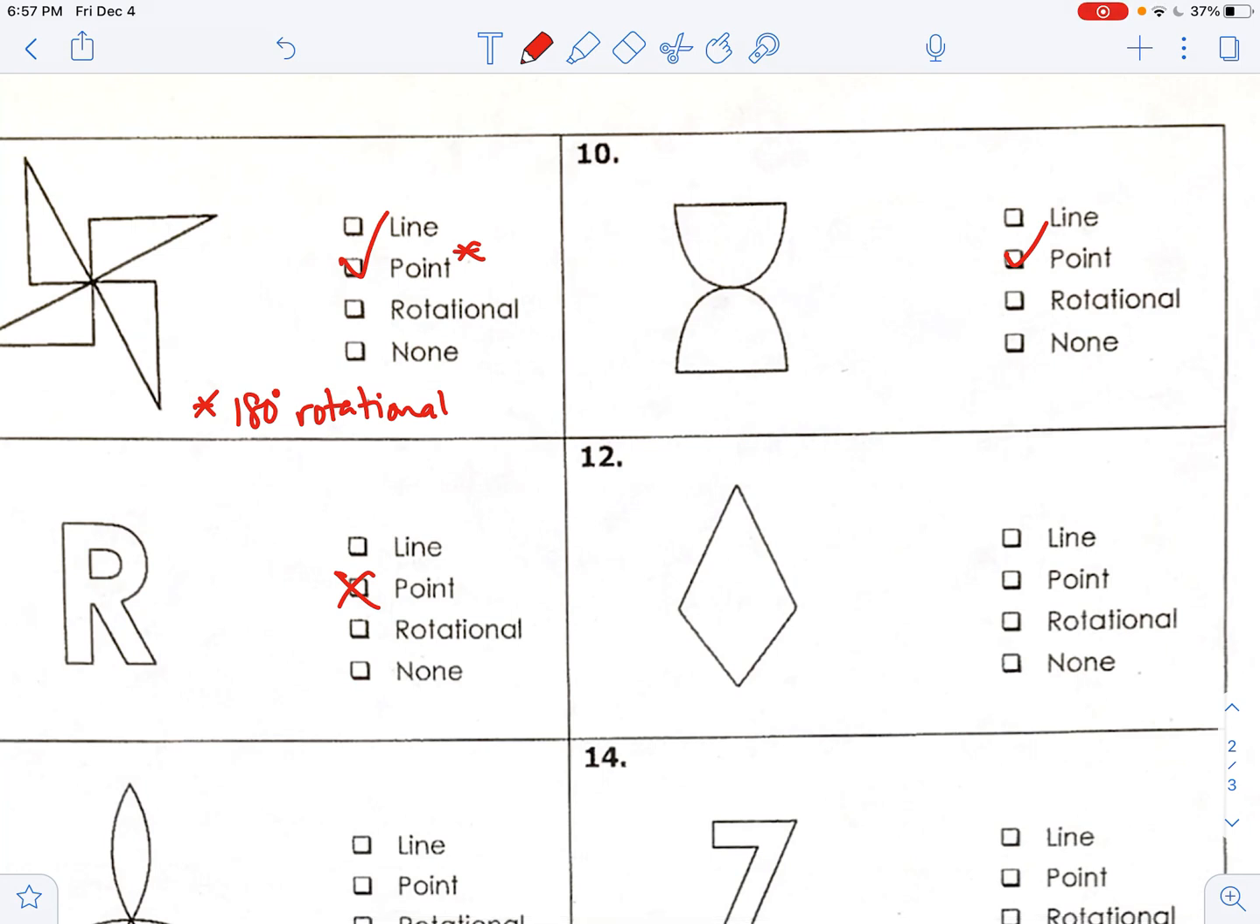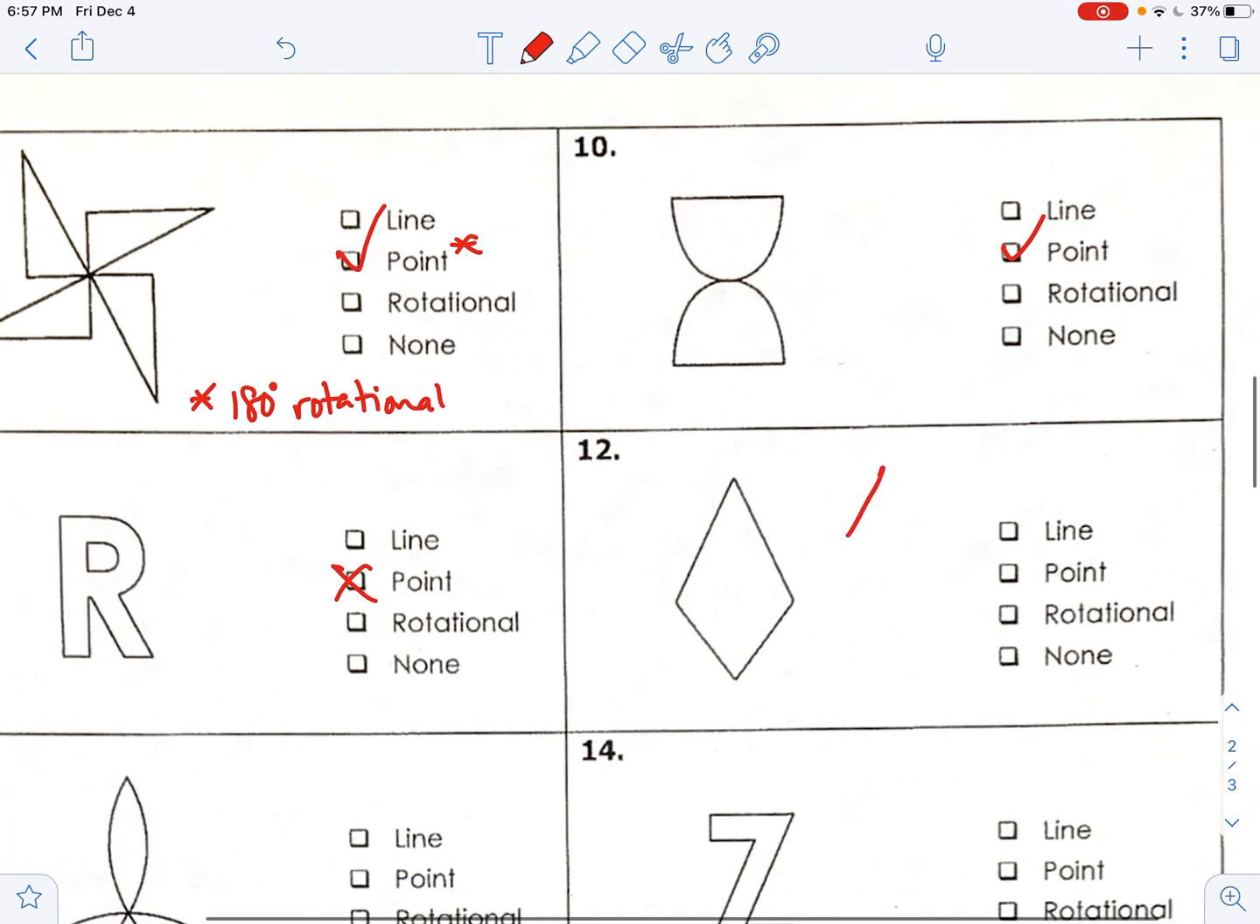12 does not have point symmetry because this upside down looks different than it does right side up. You can see that the bottom legs are longer and these two vertices are higher up on the page if I flipped it upside down.